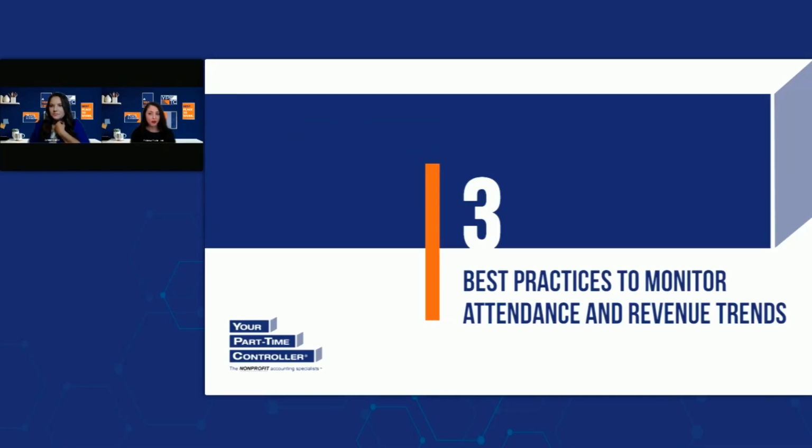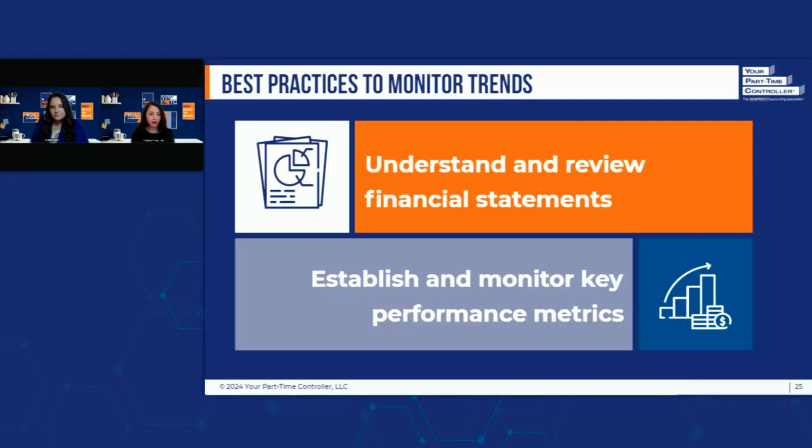All right, so we've talked about those attendance trends and the revenue trends and the impact, as well as some diversification strategies and ways to mitigate that. But now we want to segue into best practices to monitor those revenue and attendance trends. And so we wanted to talk here about understanding and reviewing financial statements, as well as taking that next step and establishing and monitoring key performance metrics, which can be both financial and non-financial.